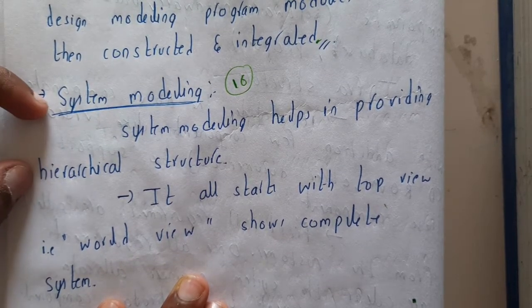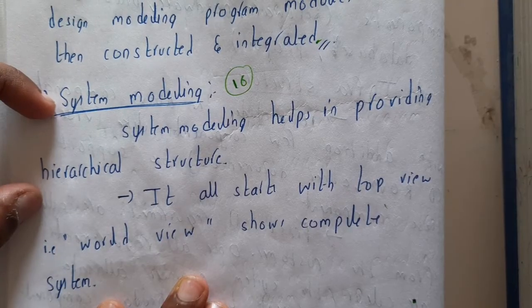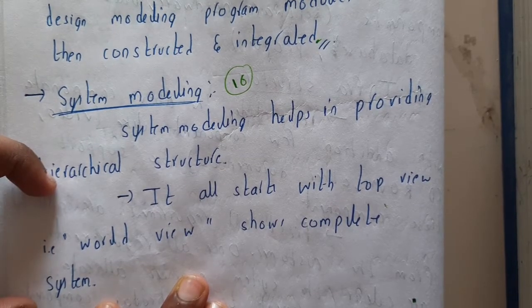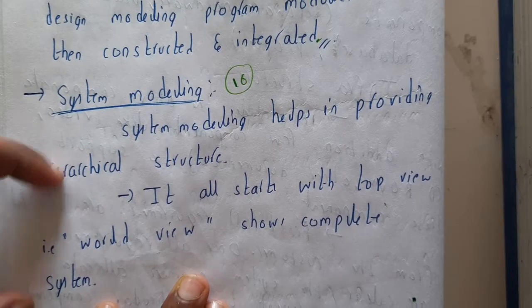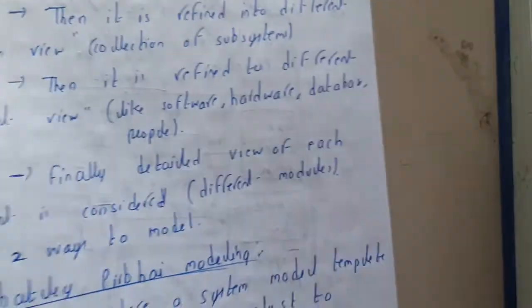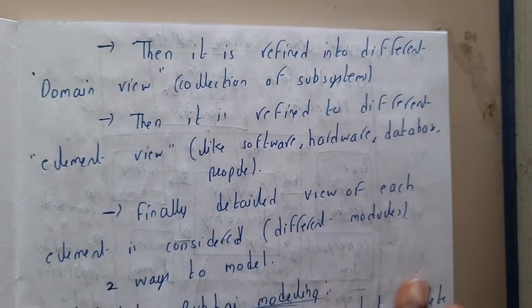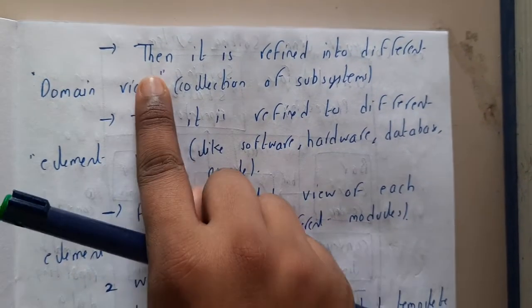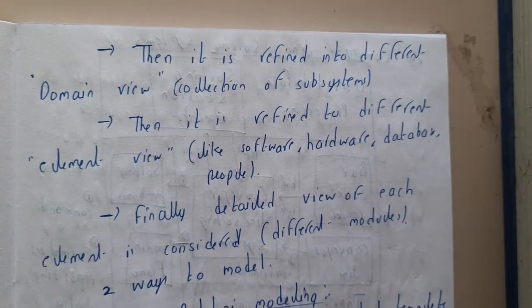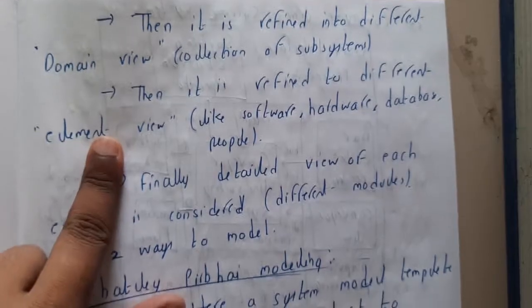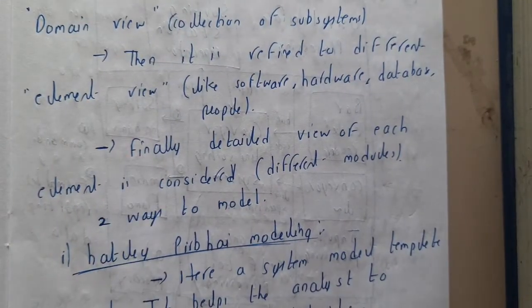System modeling helps in providing hierarchy. It all starts with the top view, the world view, which shows the complete system. From the complete system we will slowly divide it into multiple parts and define them in a detailed way. Then it is refined into different domain views, each domain view is refined again into element views, and finally the detailed view is represented.